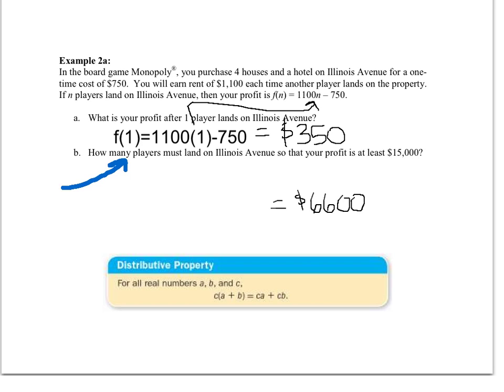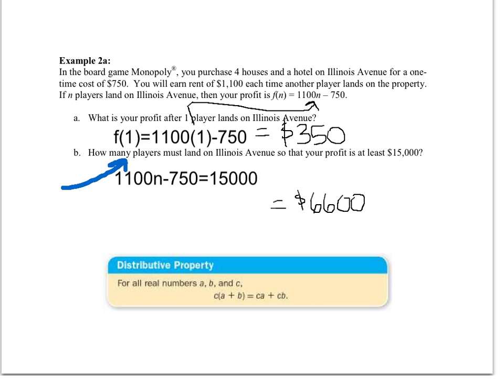Part B, how many players must land on Illinois Avenue so that your profit is at least $15,000? So this time they want to make at least $15,000, and they want to know how many players have to land on that Illinois Avenue so they can have that profit. So this time you plug in 15,000 for that f of n, and you say 1,100 times n minus 750 equals 15,000.